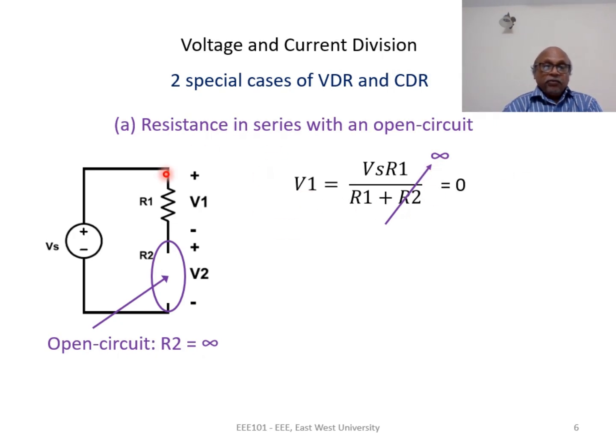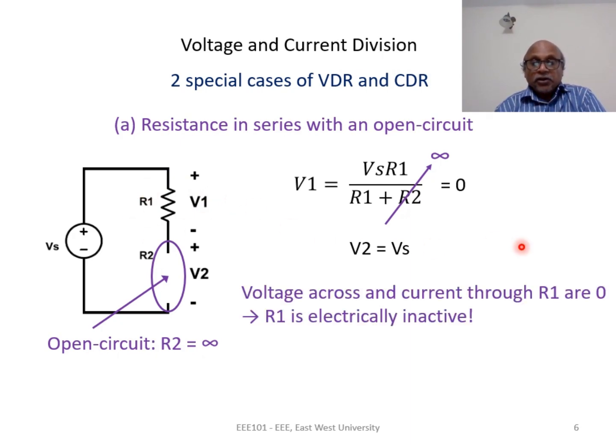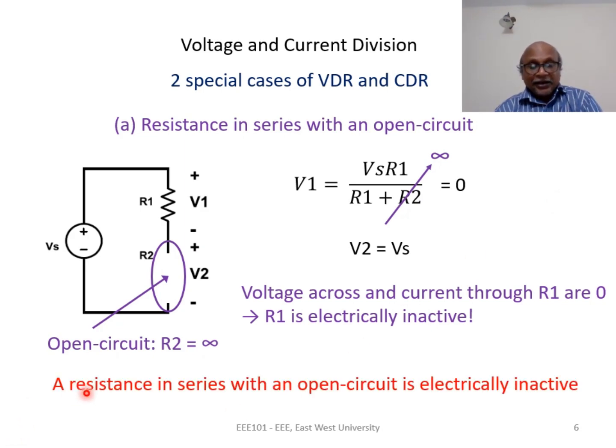Okay. So if V1 is 0, then Vs is equal to V2. That means the entire voltage Vs drops across the open circuit. And if the voltage across R1 is 0, according to Ohm's law, the current through R1 is also 0. When the voltage and current of a resistance is 0, the resistance is not doing anything in the circuit. The resistance is electrically inactive. So we can generalize this finding. By generalizing, we can state that a resistance in series with an open circuit is electrically inactive.